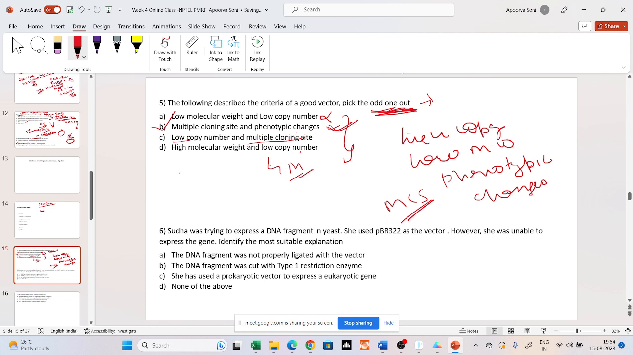Now, question number 6. Sudha was trying to express a DNA fragment in yeast. She used pBR322 as the vector. However, she was unable to express the gene. Identify the most suitable explanation. A. The DNA fragment was not properly ligated with the vector. B. The DNA fragment was cut with type 1 restriction enzyme. C. She has used a prokaryotic vector to express the eukaryotic gene. D. None of the above. So what is the answer? Think and answer.